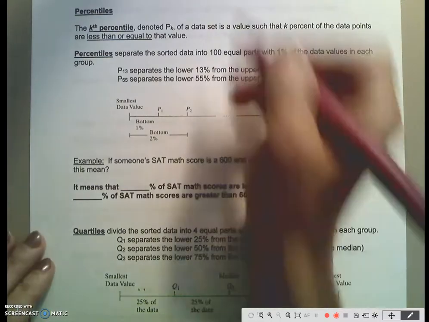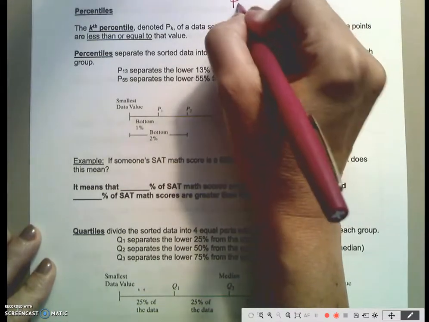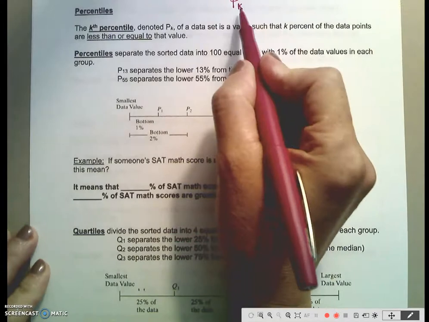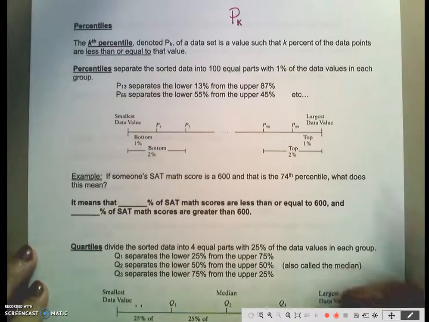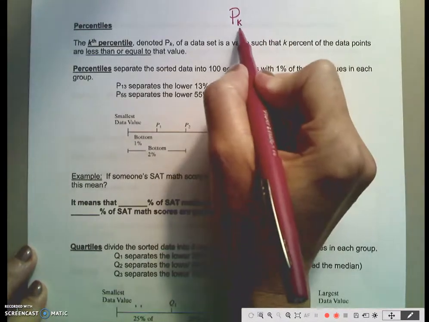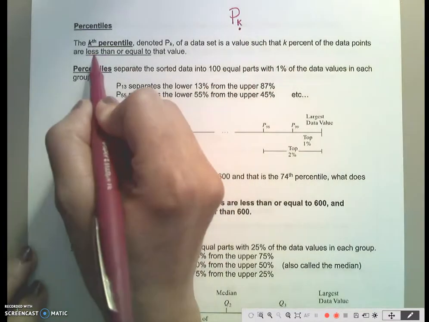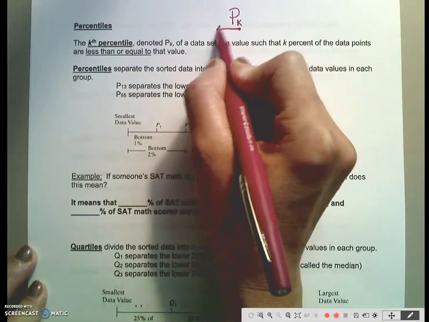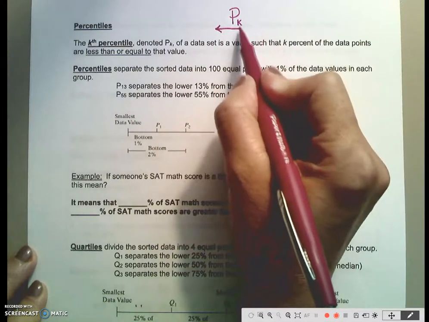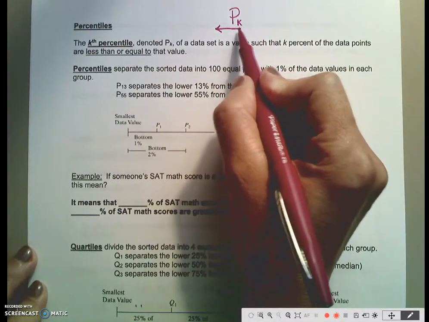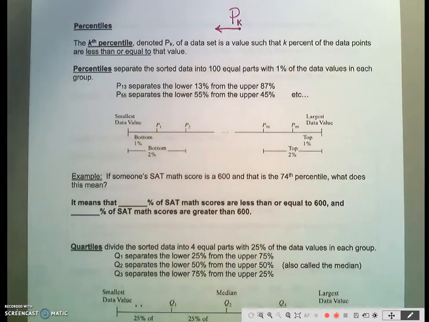So the percentile, we write it P sub K, where K is the number that's the percentile. And that always indicates that K% of the data points are less than or equal to that value. So whatever that number is, that's the percent below your particular data point. So they're like pennies. There's 100 of them. So they separate the data into 100 little percents.